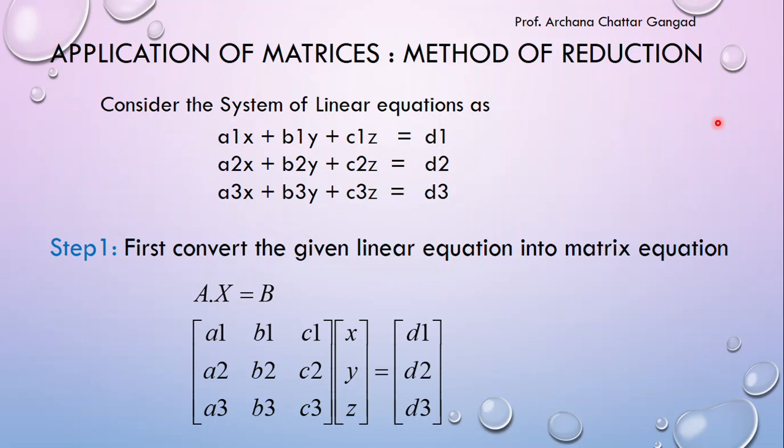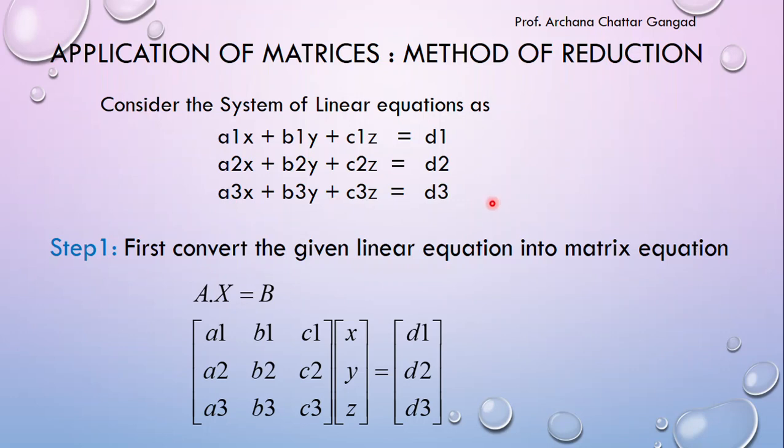So what are the steps to solve the system of linear equations? Let's see. This is the system of linear equations given to us: a1x plus b1y plus c1z equal to d1; second equation a2x plus b2y plus c2z equal to d2; and third equation a3x plus b3y plus c3z equal to d3.